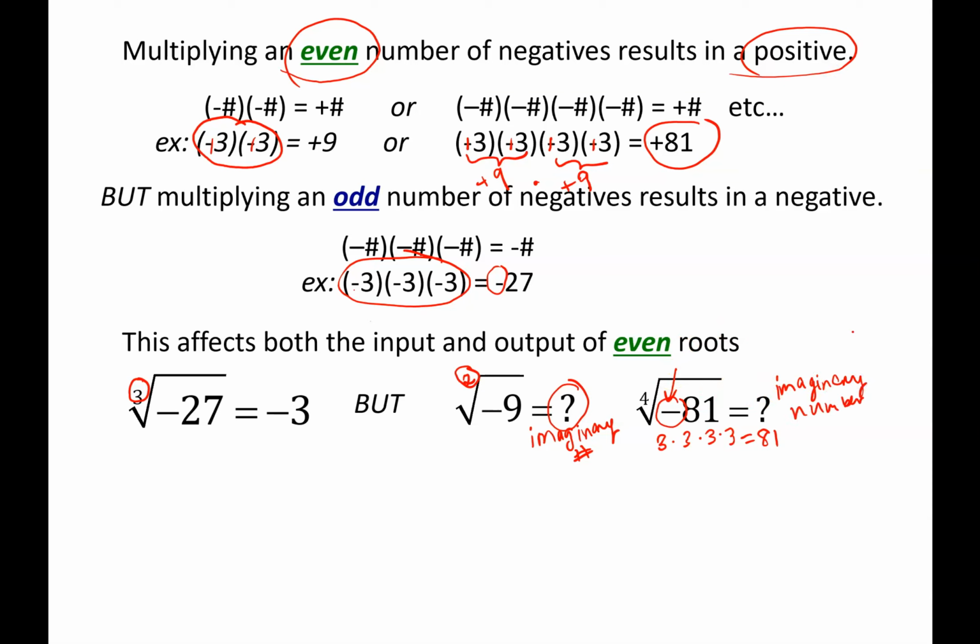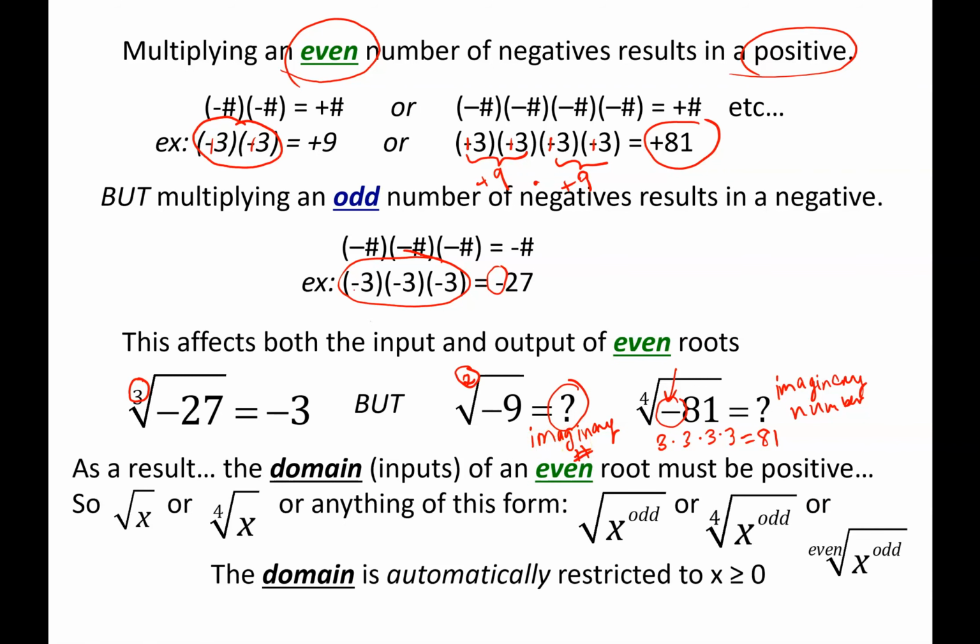So when we're working with these things as functions or as expressions, we want to work with values that are only going to result in real numbers. We do not want to work with values that result in imaginary numbers that have the number i. So as a result of that, the domains or the inputs of these even roots must be positive. They have to be restricted to be positive. So we basically avoid taking the square root of -9, and we avoid taking the fourth root of -81. We just don't do it when we're working with real numbers.